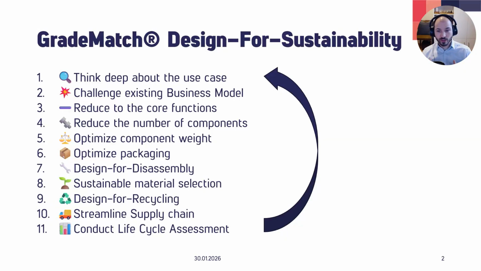So first of all, you should think deeply about your use case. Then you challenge your existing business model. You reduce your product to the core function. Then you reduce the number of components. You optimize these components in terms of weight and cost, of course. You optimize the packaging. You design everything for disassembly. Then you use a holistic process to make a structured material decision. For example, our Great Match framework exactly solves this problem. So you have a structured material selection process.